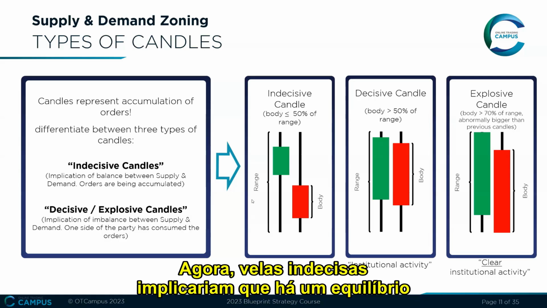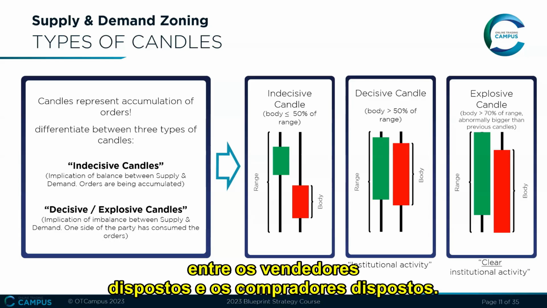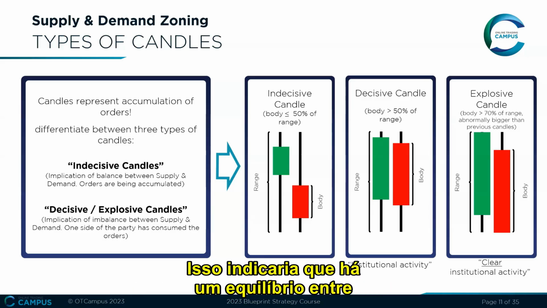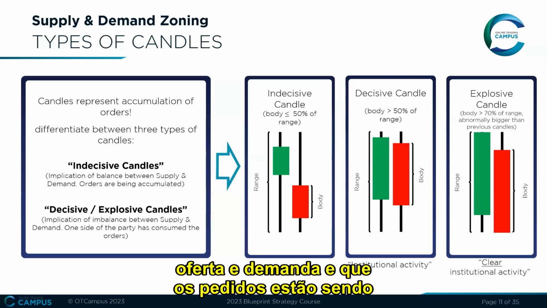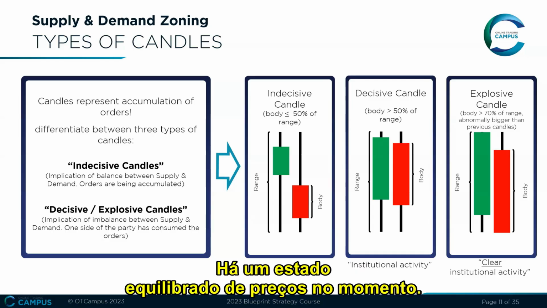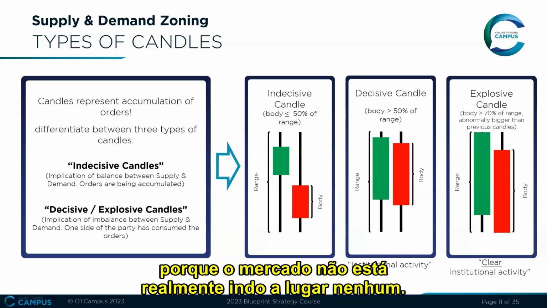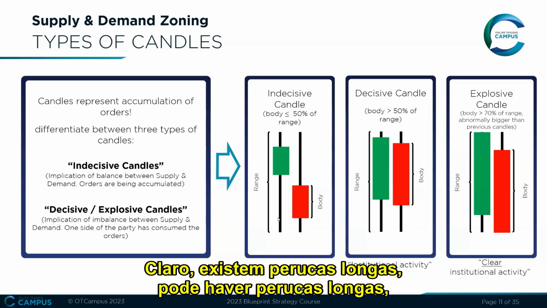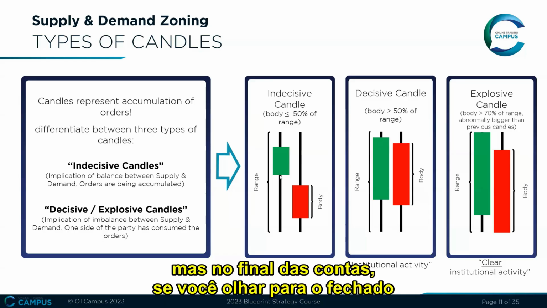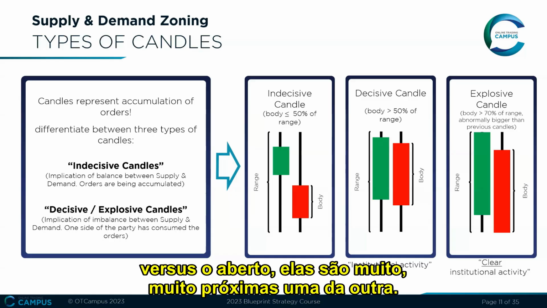Now, indecisive candles would imply that there is a balance between the willing sellers and the willing buyers. It would indicate that there is a balance between supply and demand, and orders are being accumulated at the moment. There's a balanced state of price at the moment. Neither the buyers nor the sellers are in control because the market is not really going anywhere. Sure, there may be long wicks, but at the end of the day, if you look at the close versus the open, they're very, very close to one another.